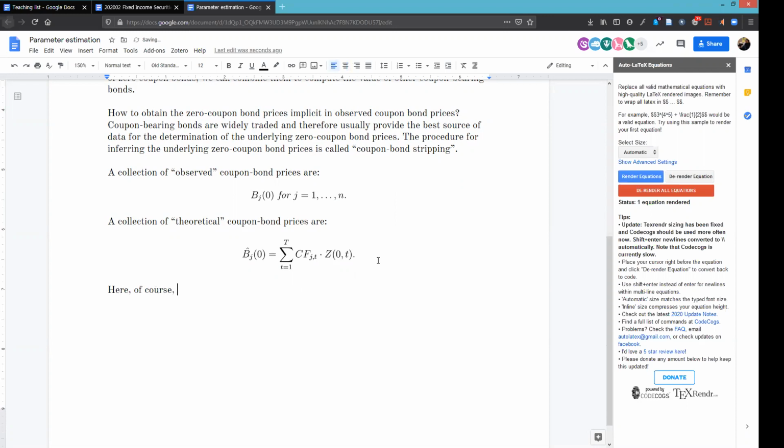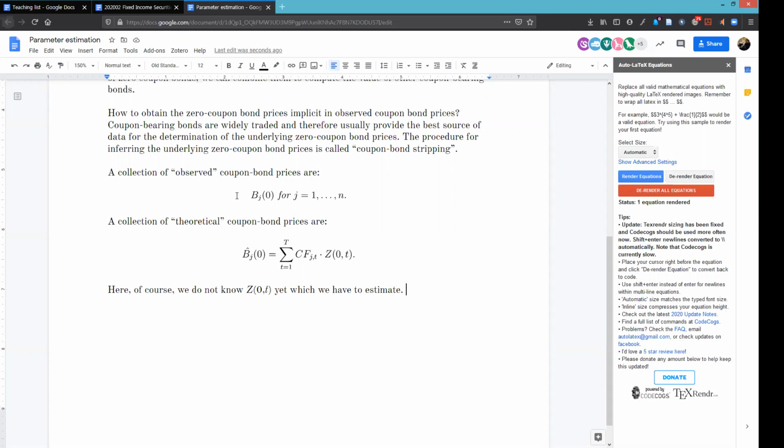Of course, we do not know Z0T yet, which we have to estimate. Then the question is how to do that. Do you have any idea? Do you have any suggestion?